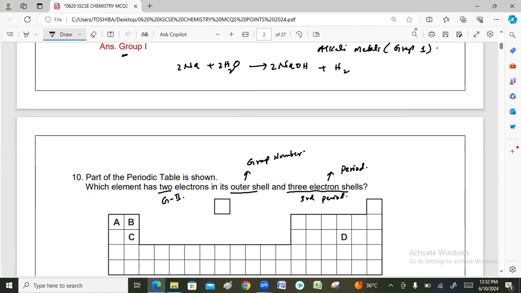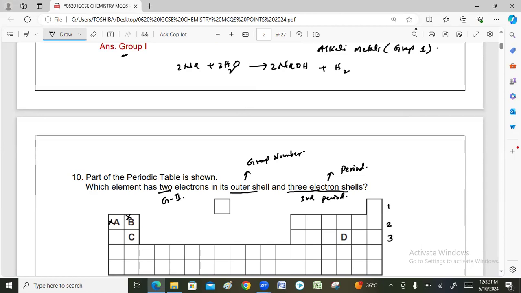Whenever you want to check the period number, just start from here. This is 1, this is 2, this is 3. So third period. There are 2 elements in the third period, C and D. So it means that you can eliminate A and B.